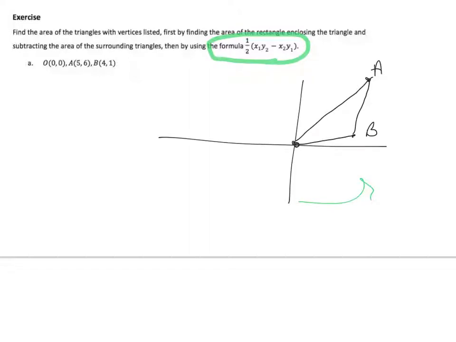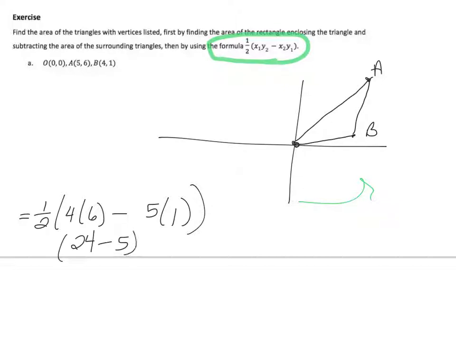I just sketched them out really quick. I wanted to make sure I knew which way to go counterclockwise and what I would be doing. So let's go ahead and try it. It's 1/2 x1 y2 minus x2 y1. Okay, 24 minus 5. 9.5 units squared.